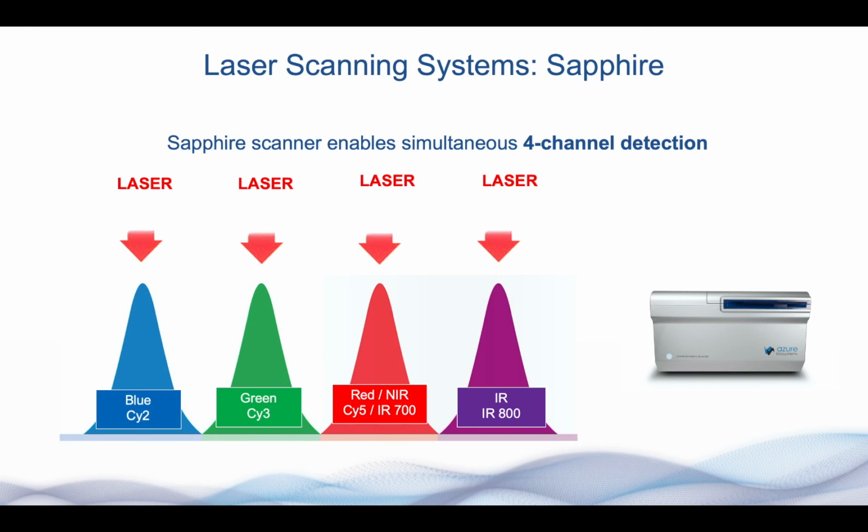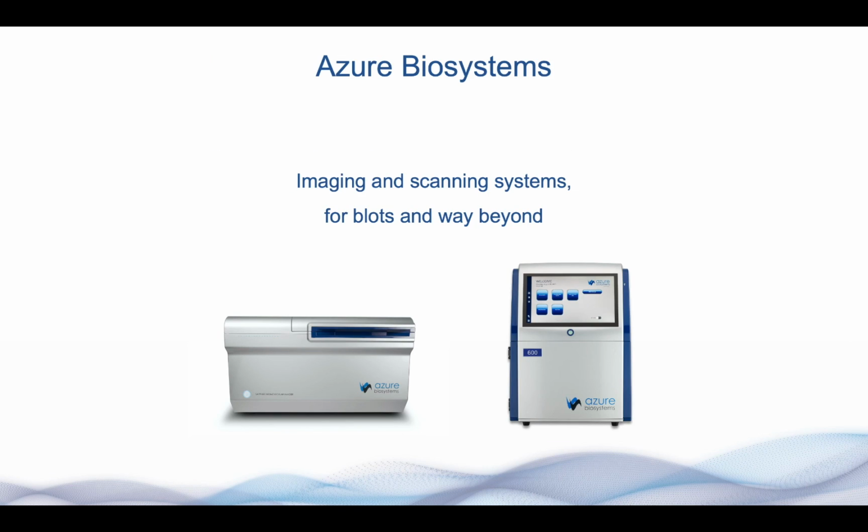Or use a laser-based scanning system like Sapphire from Azure Biosystems. There are 4 laser channels and all 4 are detected simultaneously. Azure Biosystems also makes these imaging systems, the scanners and the imagers, and would be happy to provide them for blots and way beyond.